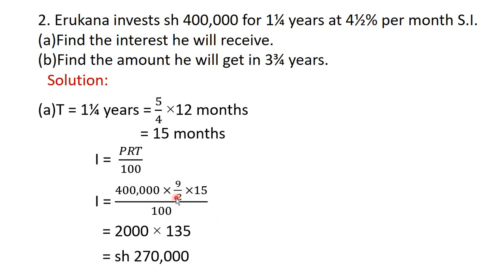Because this is 400,000 divided by 100 divided by 2, which gives us, actually this would be like 100 times 2, which is 200. So it's going to be 400,000 divided by 200, which gives you 2,000. Then 9 times 15 gives you 135. That's how we get this. When we multiply, we get 270,000 shillings.